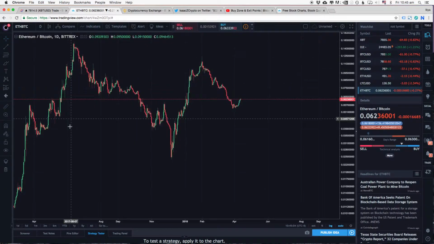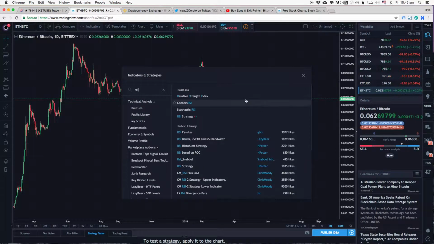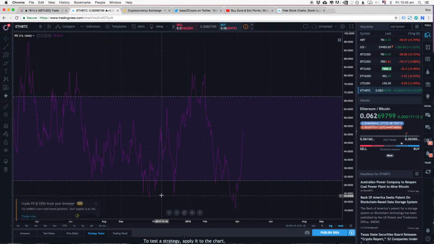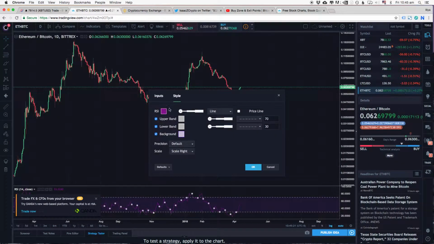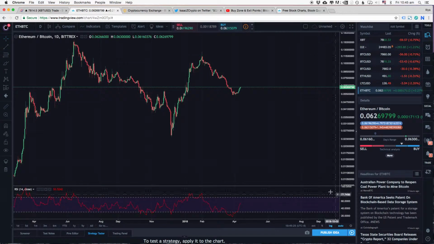So what you want to do is go to the top here and click on indicators, and just type in RSI, and there will be a relative strength index right here. This is default, there's no need to change anything, but what I like to do is change it to red so that I can see it better.